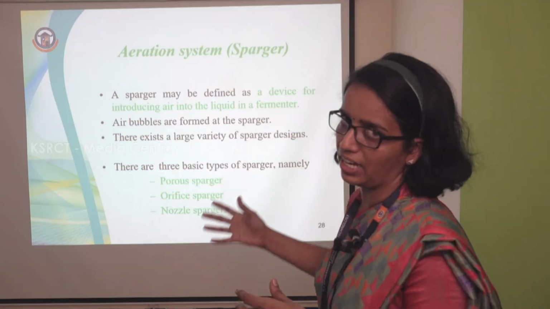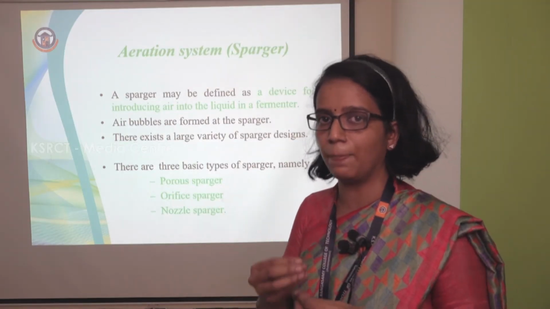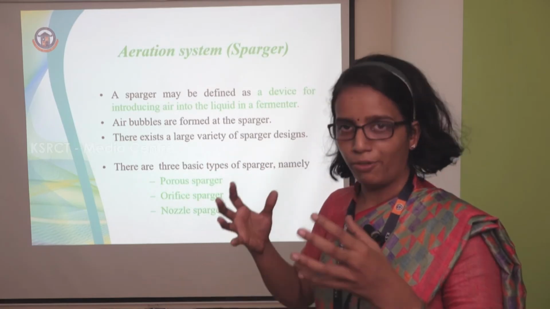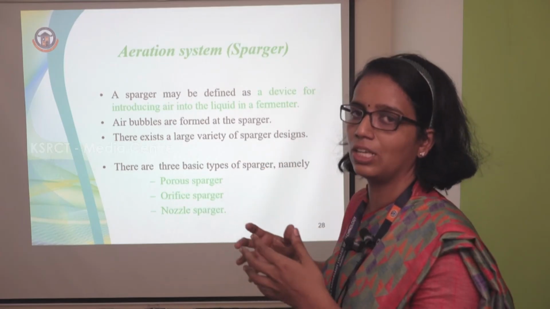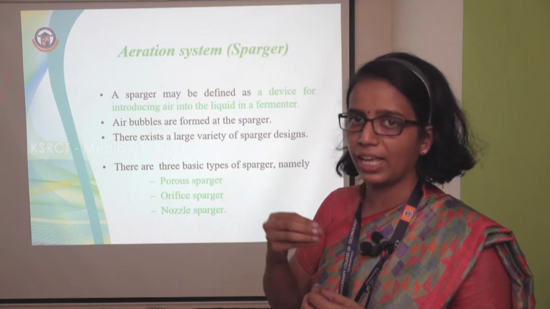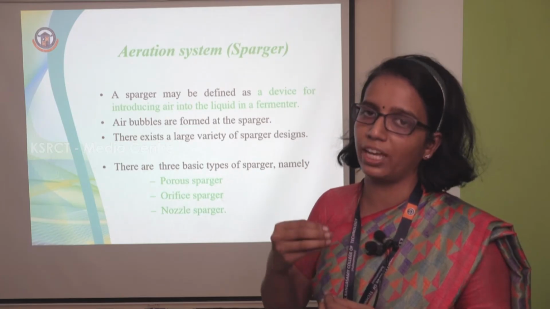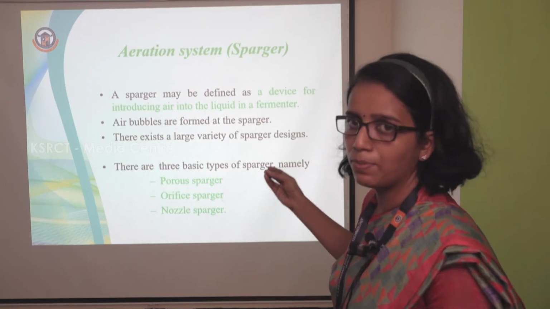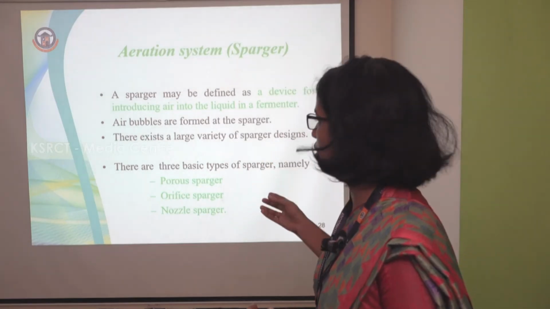Now let's see about the aeration system. The aeration system ensures that proper oxygen supply is provided for every microbe placed in the fermenter. Here the fermenter is designed with a sparger, where mechanically less input can be given, and high mechanical input can also be given based on the type of product which you synthesize. The types of sparger include the porous sparger, orifice sparger, and the nozzle sparger.